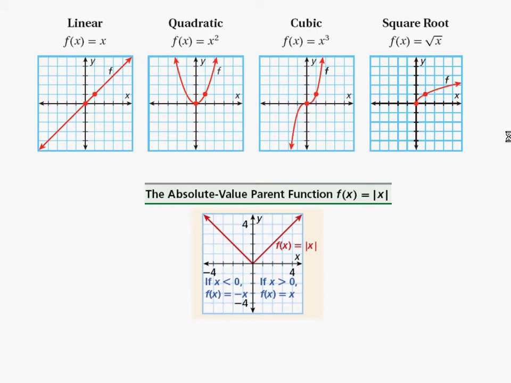Here's another picture of our linear, quadratic, cubic, and square root parent functions. I've also included a picture of the absolute value parent function, which I will cover in more detail later. The absolute value parent function is f of x equals the absolute value of x. It looks like a V shape.